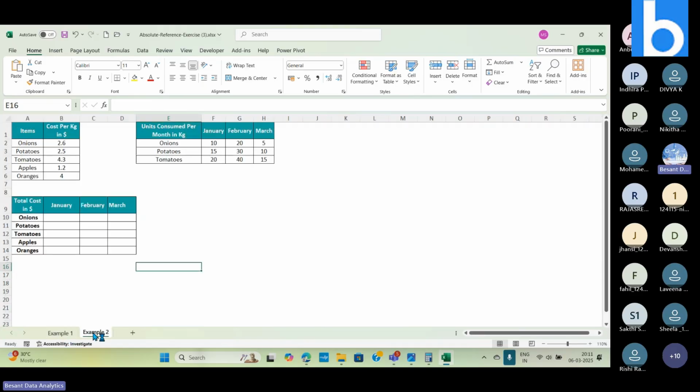Okay. Here, again, I have two missing values. I don't have the units consumed per month in kgs for apples and oranges. I don't have that value. Again, I see you people have put some random numbers for apples and oranges. So whatever I told earlier is very much applicable here also. But for your stage, I will suggest something.